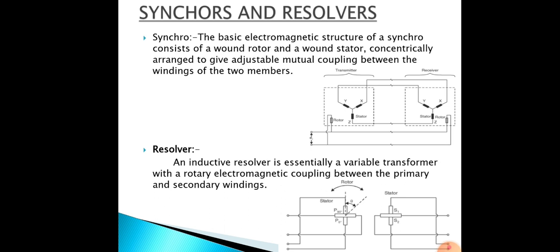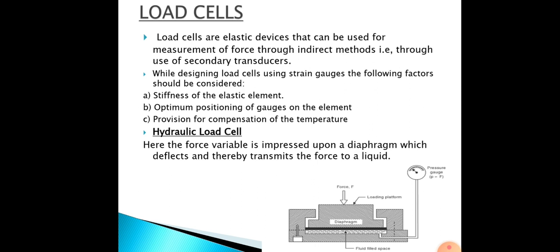Then the next one is load cells. Load cells are elastic devices that can be used for measurement of force through indirect methods. Elastic means it can be pulled and it will go back into the same position when we leave it. Load cells utilize an elastic member as a primary transducer and a strain gauge as the secondary transducer. The combination of strain gauge and elastic member is called a load cell.